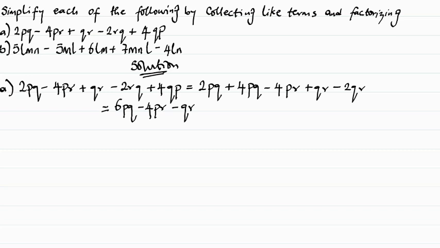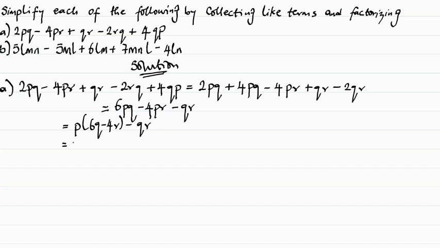We can choose to factorize out p from our equation, and when we factorize out p, we have our equation to be equal to p bracket 6q minus 4r bracket close minus qr.